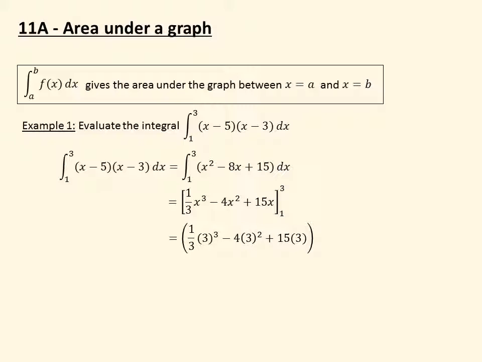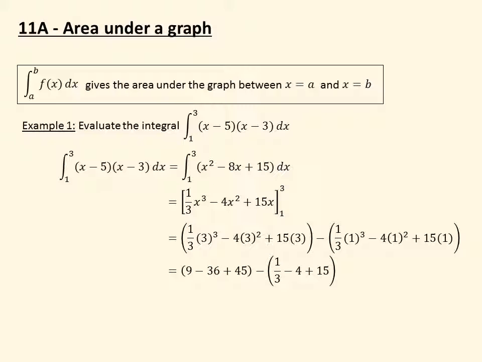We're now going to evaluate all of that expression at the value 3 and then at the value 1, and we're going to take them away from each other. So we then simplify and we get the answer 6 2/3.